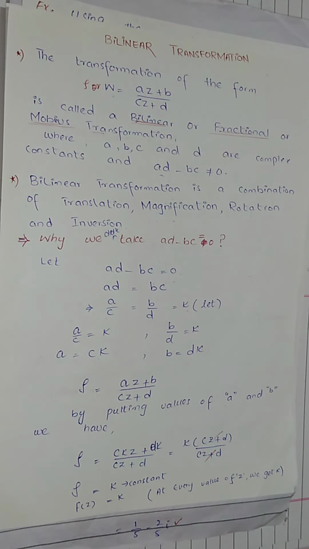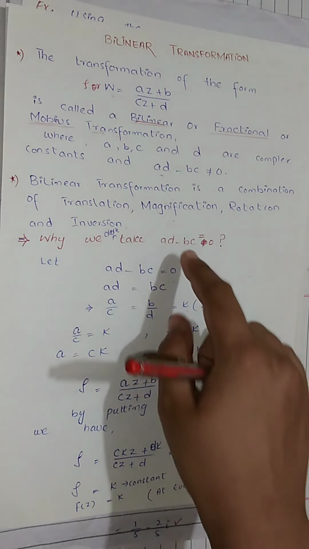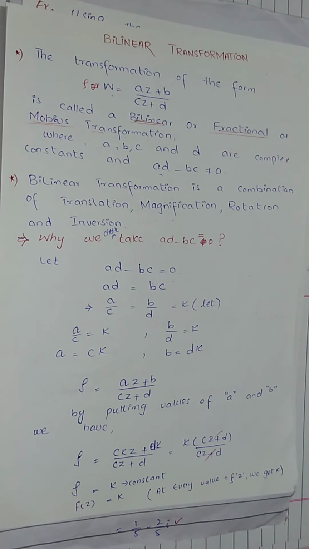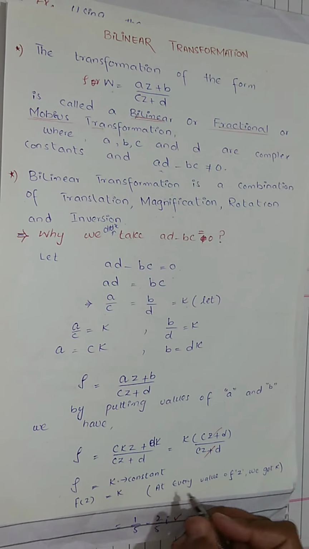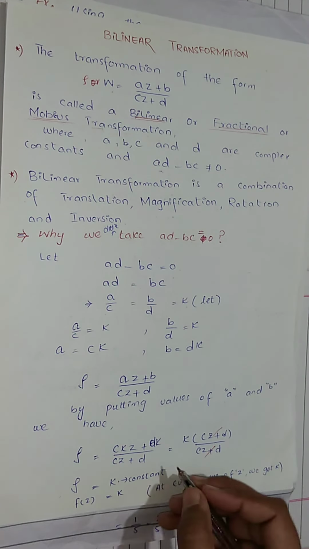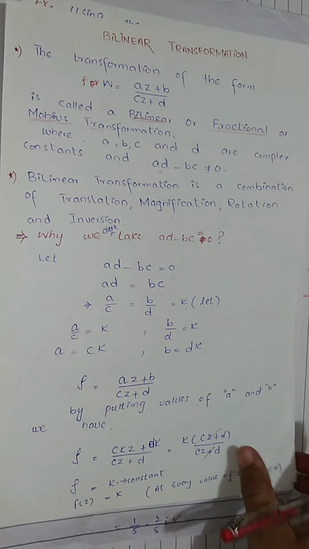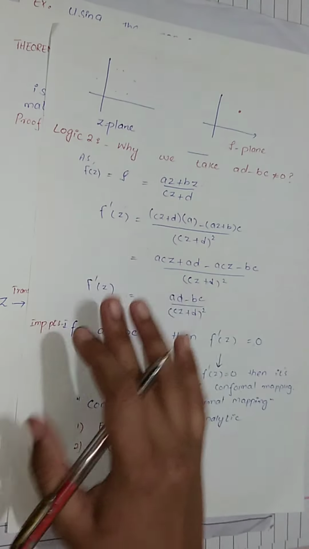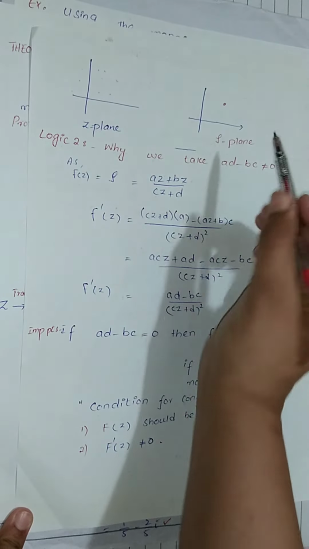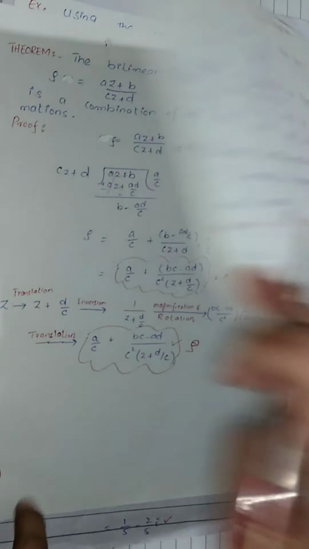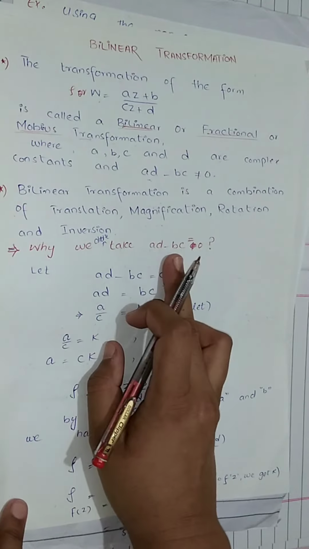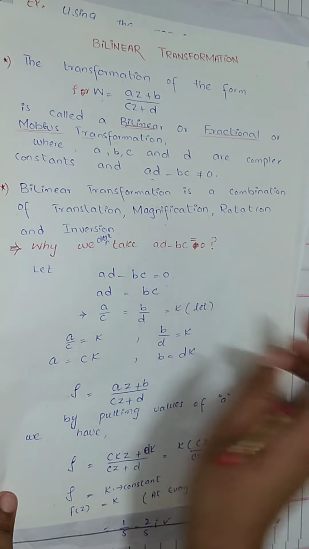As sigma is equal to f of z is equal to K, we can see that if we take this condition AD minus BC is equal to 0, then our sigma is equal to a constant. It means at every value of z we get a constant. In the z plane, if we have multiple points, then in the sigma plane we get just a constant, and it is K. So that's why we didn't take the condition AD minus BC is equal to 0.